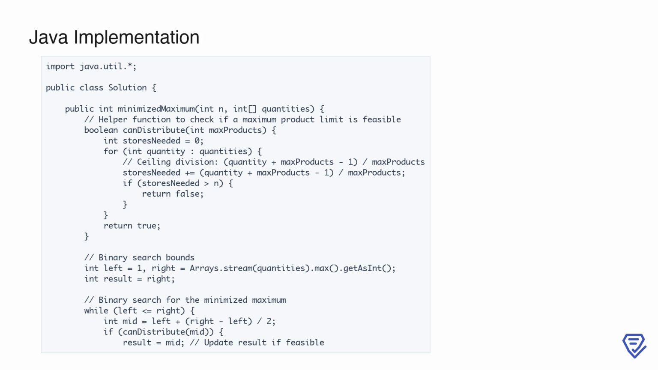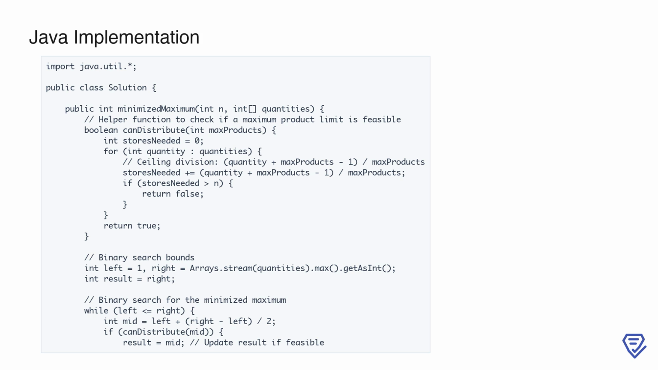For each quantity in the array, we calculate the number of stores needed using ceiling division. This is efficiently done using the formula (quantity + maxProducts - 1) / maxProducts. If the total stores needed exceeds the available stores n, we return false, indicating that the current maximum is not feasible. Otherwise, we return true. Next, we set up the bounds for a binary search. The lower bound is 1, and the upper bound is the maximum value in the quantities array, which we calculate using Arrays.stream. We initialize result to the upper bound, as this will store the minimized maximum once found.